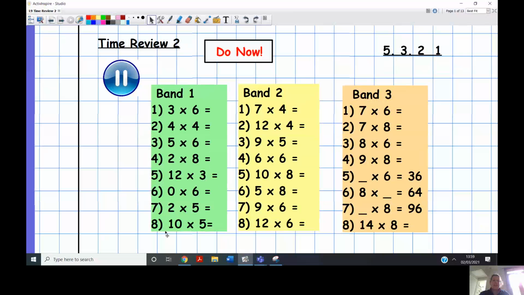So I am just going to share my screen. Perfect. So you will need something to write with and something to write on. You can see you've got a number of different multiplication equations for you. Some of them are missing numbers. I suggest you get started on them straight away. Press the pause button and then when you're ready, press play.